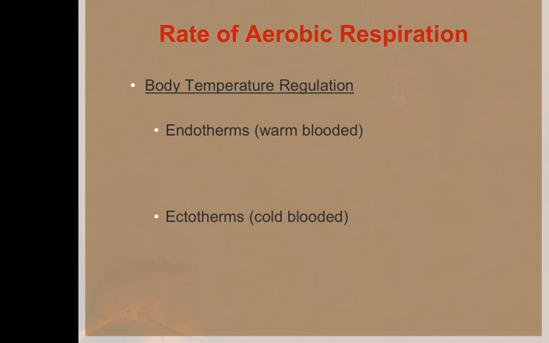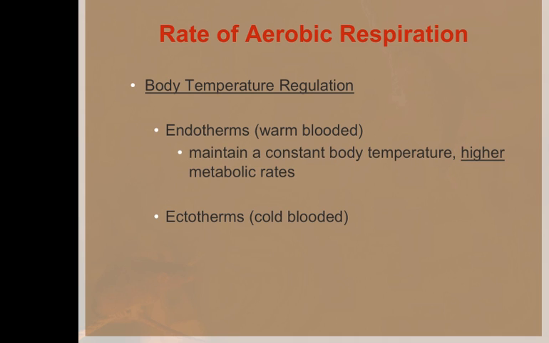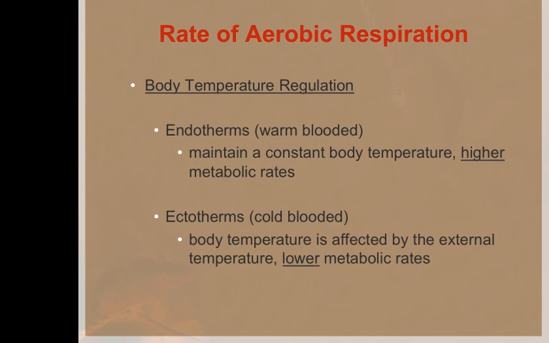For the purposes of lab, we need to consider how the rate of cellular respiration differs among organisms. Let's look at warm-blooded and cold-blooded vertebrates first. Endotherms are vertebrates like mammals and birds that can maintain a constant body temperature, and ectotherms are cold-blooded organisms like frogs and snakes that cannot regulate their body temperature.